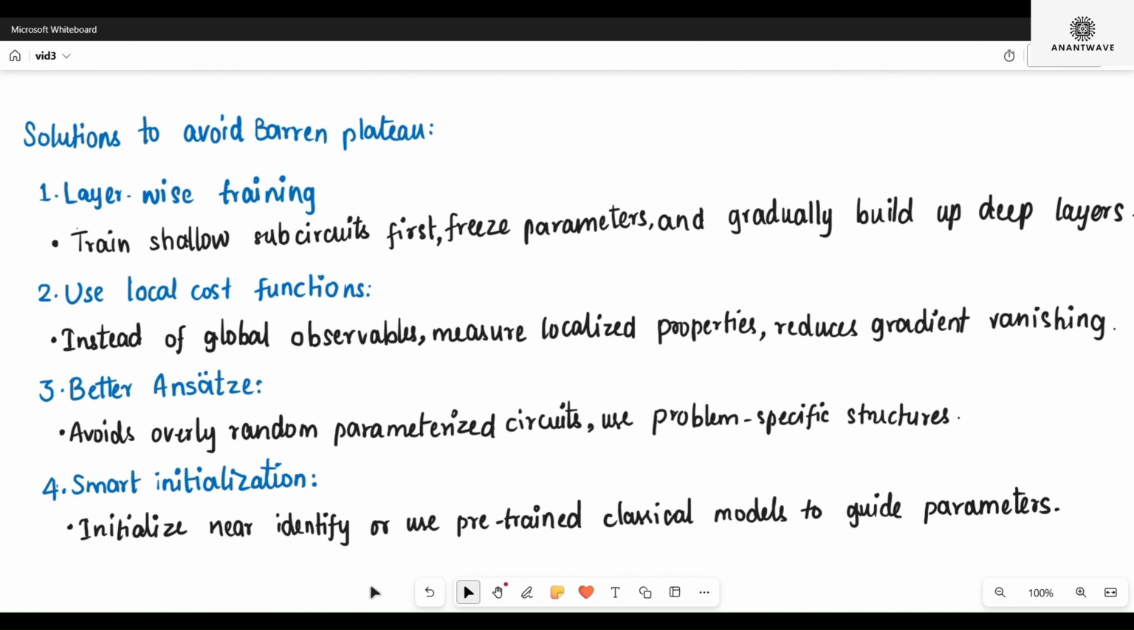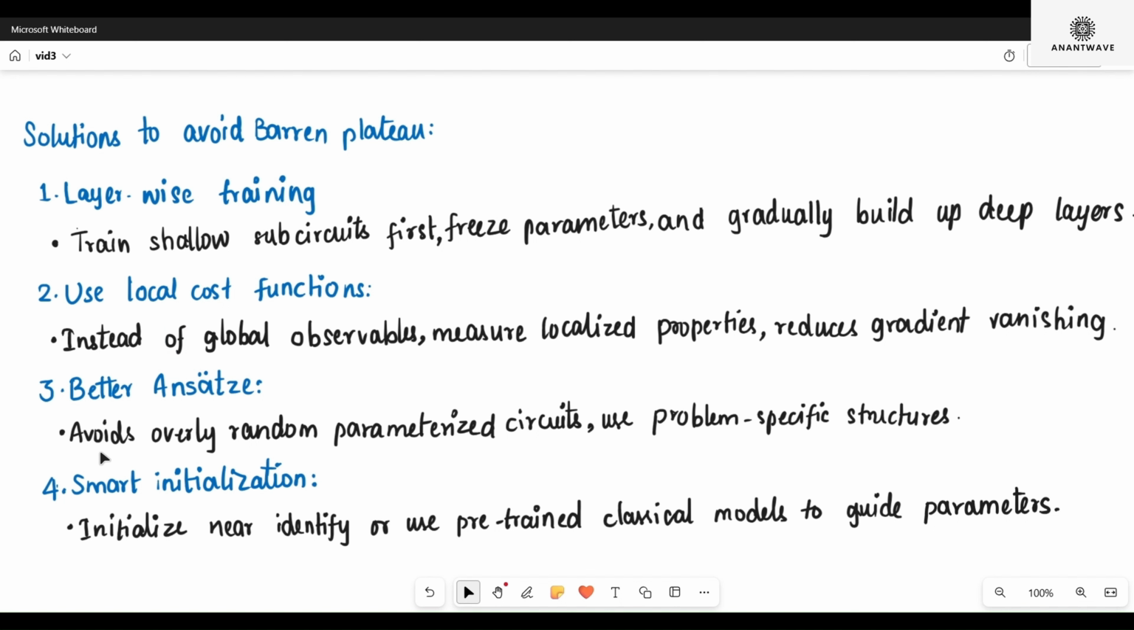Now let's see solutions to avoid barren plateau. We have layer-wise training. Firstly, we'll train shallow subcircuits first and then freeze parameters, gradually building up deep layers. This will avoid barren plateau. And then use local cost functions. Instead of global observables, we'll measure the localized properties first. This reduces gradient vanishing. Better answer.